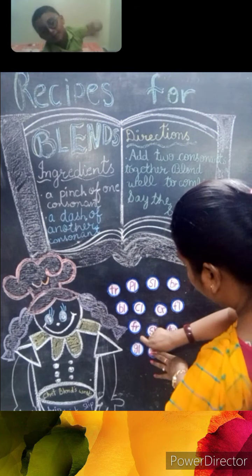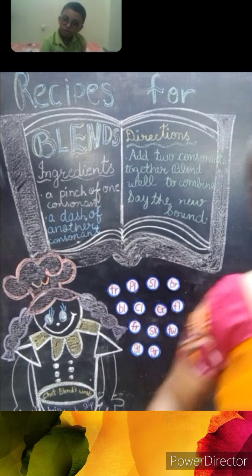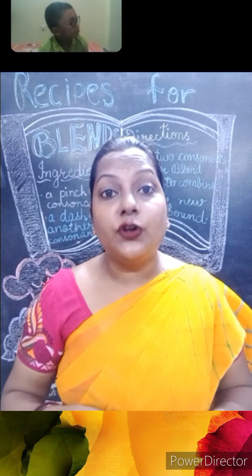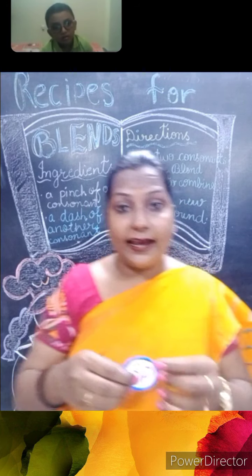Now, which blend is this? Grow. Very good. Ground. Grass. Green. Grow. Very good. Gray. Very good.